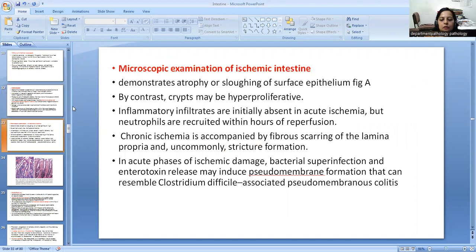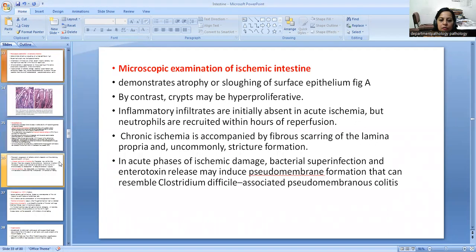So now the microscopic examination of ischemic intestine. It demonstrates atrophy or sloughing of surface epithelium. By contrast, crypts may be hyperproliferative. Inflammatory infiltrates are initially absent in acute ischemia, but neutrophils are recruited within hours of reperfusion. Chronic ischemia is accompanied by fibrous scarring of the lamina propria and uncommonly stricture formation.